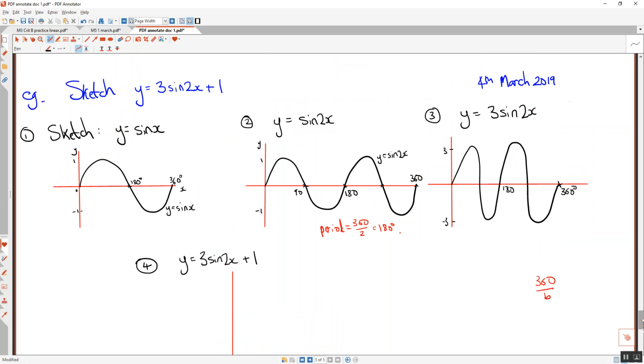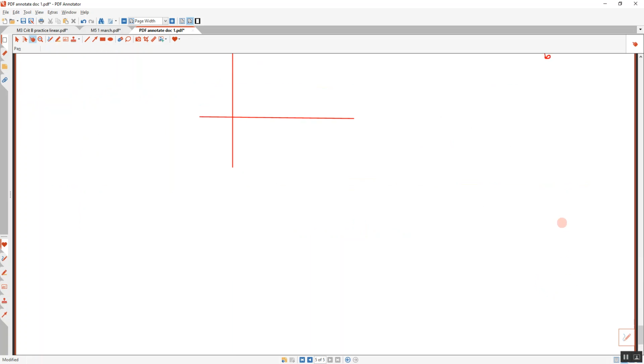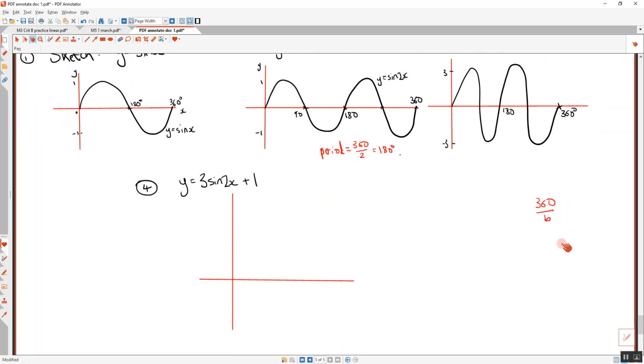What do we do for this one? It's a translation of what? You're right, it's a translation, but what do we do? Anybody? How do we deal with this +1? You move it up, transform it. Eliza? You move it 1 unit up. Translation. I translate it up 1 unit.